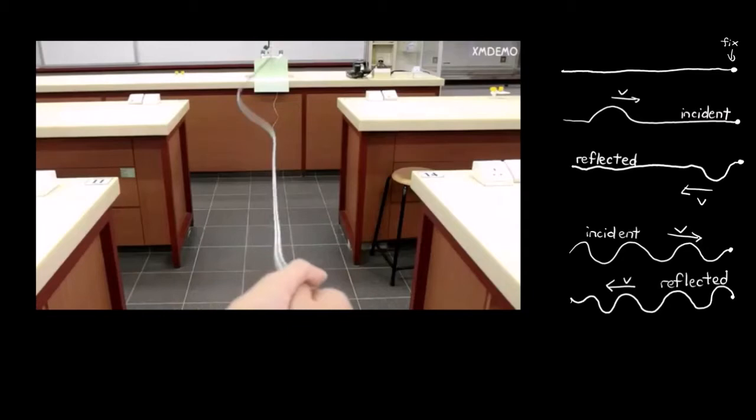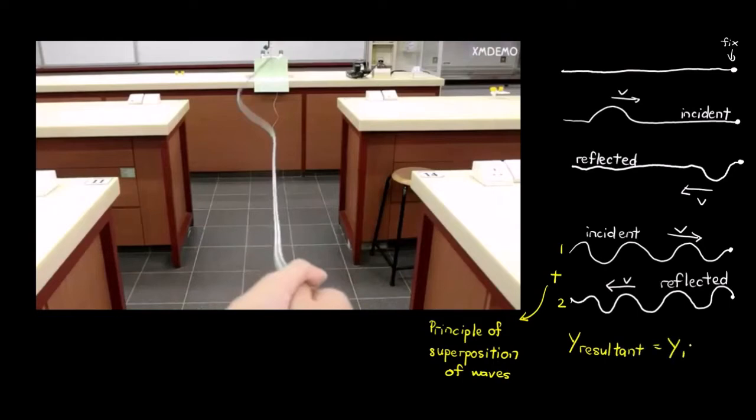Because these two waves are overlapping with each other, you have to sum them up. Sum up using what? You sum up using the principle of superposition of waves. What does the principle of superposition tell you? It tells you the resultant displacement is just the linear summation of the incident and the reflected wave. So if this is 1 and this is 2, then your resultant y will just be y1 plus y2. So what will y1 plus y2 be? Let's try and simulate it on Desmos.